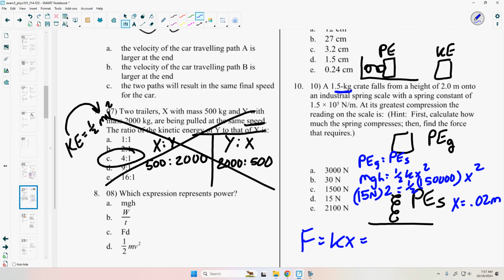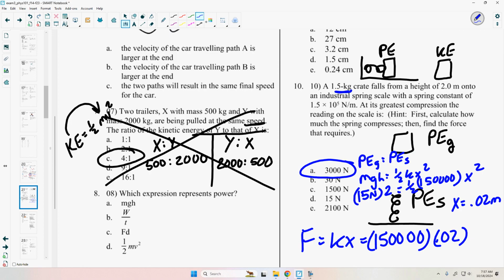K here is 150,000, times 0.02. That's 3,000. That's going to be 3,000 newtons. So two steps there. In other problems, I might just ask, what is the compression?